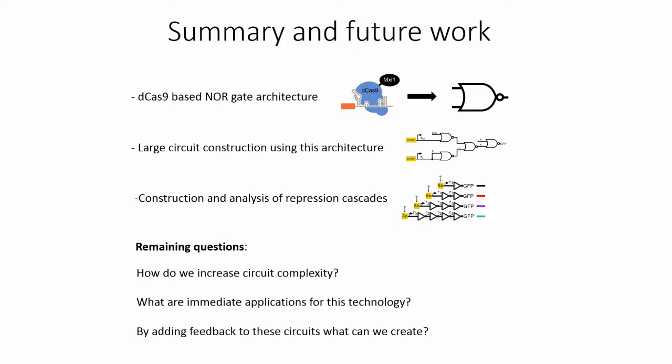I've showed you a NOR gate architecture based on dCas9 protein. We created some large circuits with these and some repression cascades. And the remaining questions are, how can we increase the complexity of these devices? What are the immediate applications? So what can we actually control right away with these things? And if we add feedback, can we actually create some memory circuits that could have even more improved complex function?